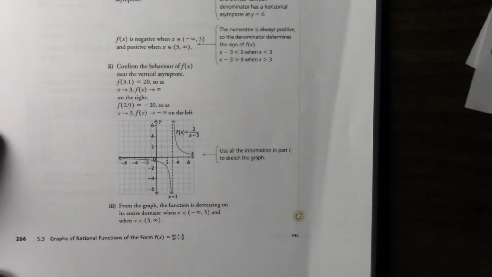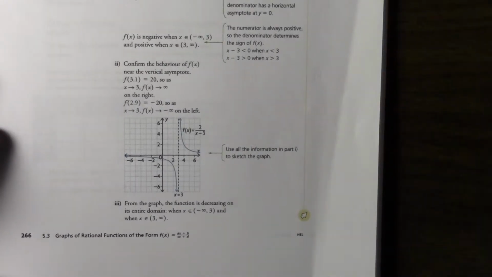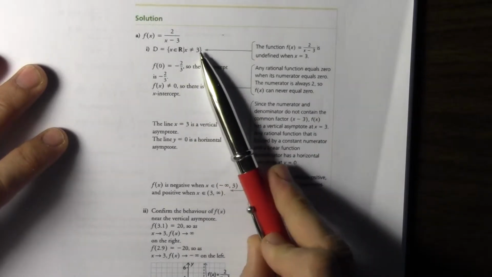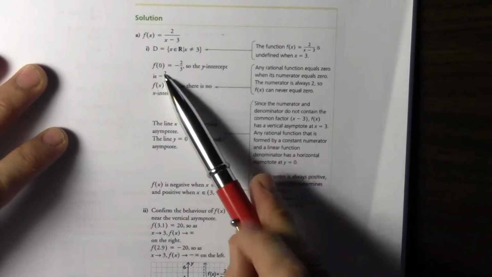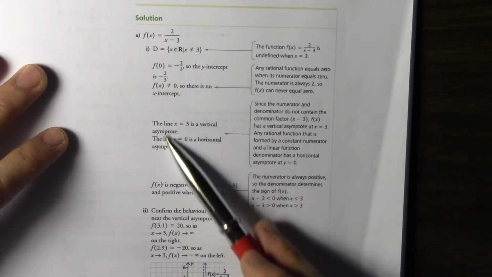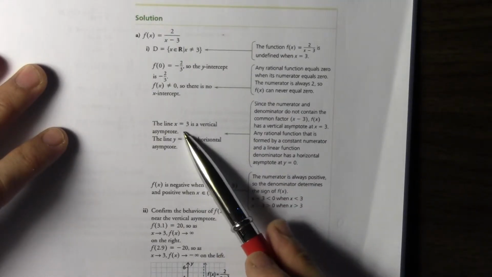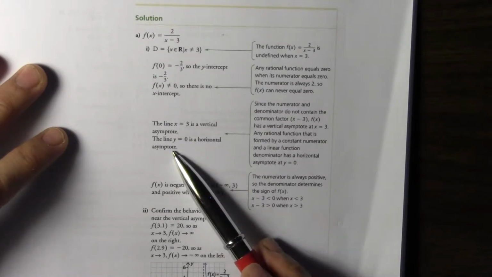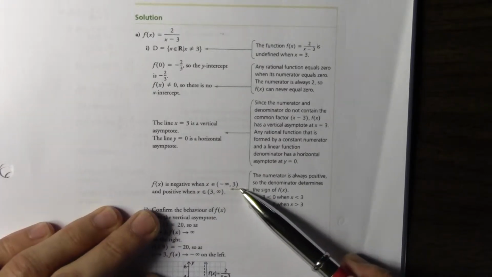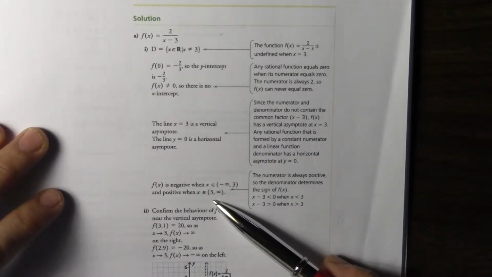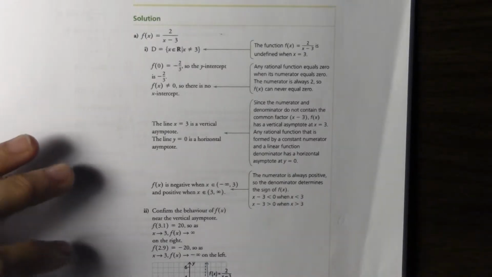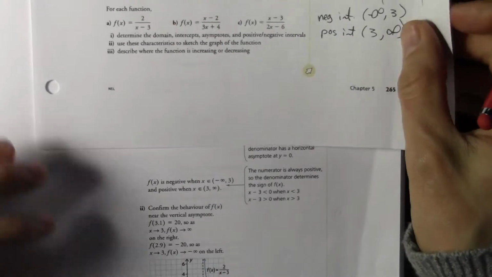All right. So that's the first one. Let's just double check here everything that they got. So we had our domain at x cannot equal positive 3. Our y-intercept at negative 2/3. Yes. No x-intercept. Yes. The line x equals 3 is a vertical asymptote and y equals 0 is a horizontal asymptote. Okay. F of x is negative when we go from negative infinity to 3, and it's positive when we go 3 to infinity. Any questions? All right, let's do the second one quite a bit quicker.